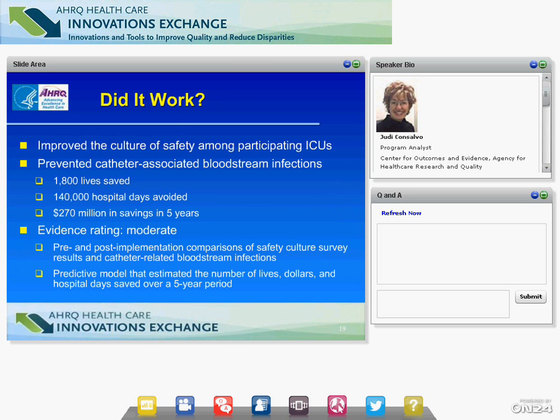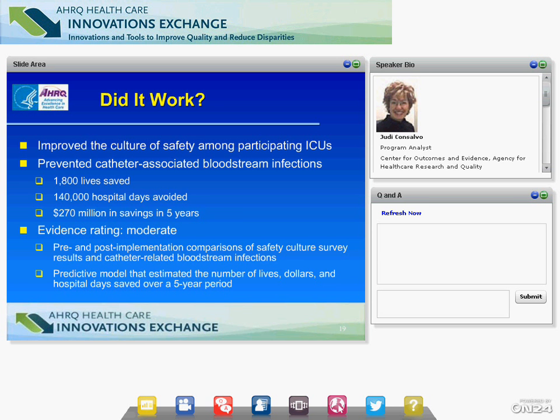The program improved the culture of patient safety among participating ICUs and prevented a significant number of catheter-associated bloodstream infections. It led to more than 1,800 lives saved and more than 140,000 hospital days avoided, at least $270 million in savings over a 5-year period. Then the clincher. How strong is the evidence? In this case, the evidence rating indicates how confident we could be in the results should we implement the same innovation. This is moderate for this particular test.